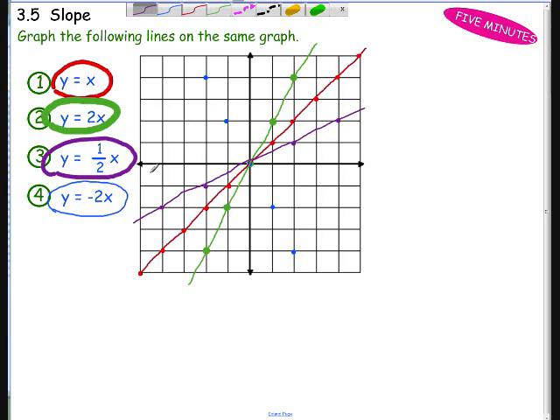And finally, we have a negative slope. It's the only one we did with a negative slope. And on this one, when we move from left to right, we're actually descending. On the other three, as we went from left to right, we were going up. So this is an example of a negative slope.